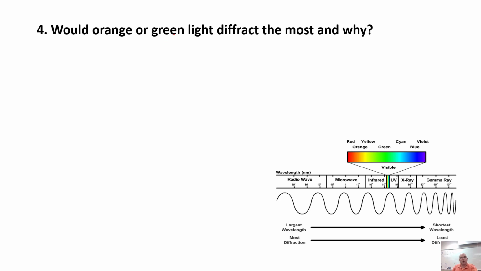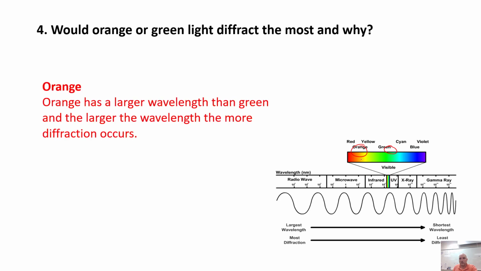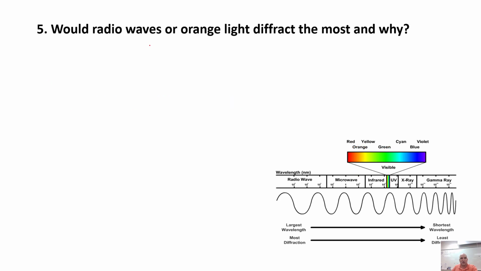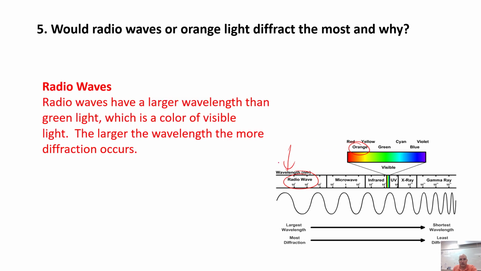Would orange or green light diffract most, and why? Think about the wavelength: which one has a bigger wavelength? Orange does, so orange is going to diffract more because it has a bigger wavelength. With radio waves or orange light, which one would diffract the most? That's going to be radio waves, because radio waves have a larger wavelength and therefore would diffract more.